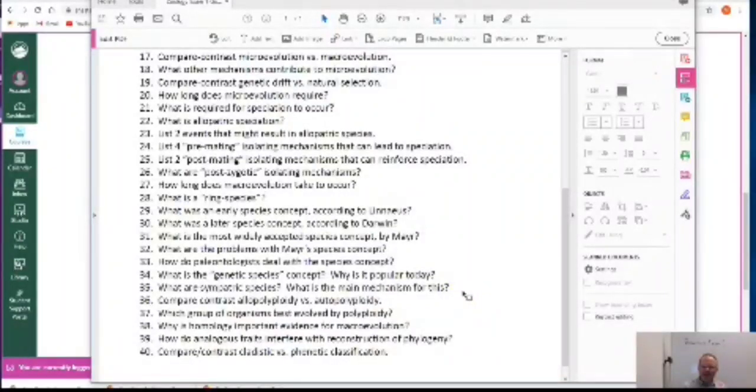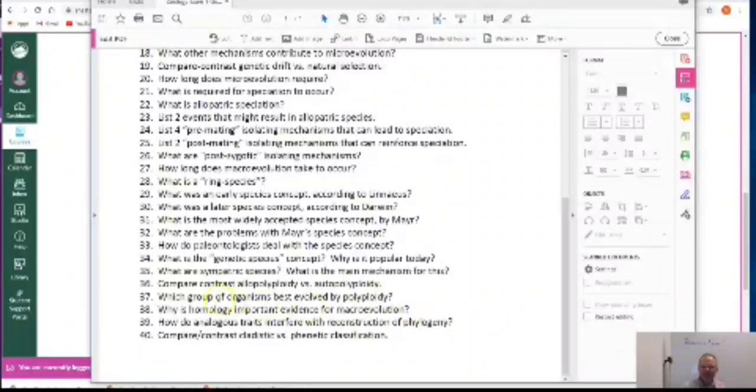Finally, we're looking at examples of speciation that can happen instantaneously. Sympatric speciation is done by what's called polyploidy, and we have allopolyploidy and autopolyploidy as our examples. You should know the difference between these two topics. The group of organisms where polyploidy is most evident is the plants. Finally, homology is an important evidence for macroevolution, and this leads to using homology as a way to identify the phylogeny of organisms. And so you should understand how homology is used and what that means versus analogous traits. Analogous traits are convergent evolution, and they can sometimes confuse phylogeny.